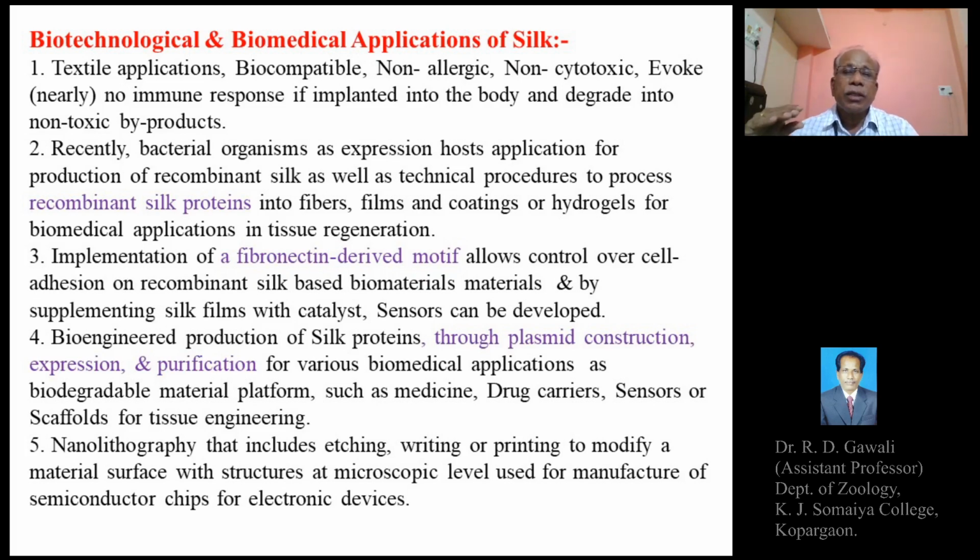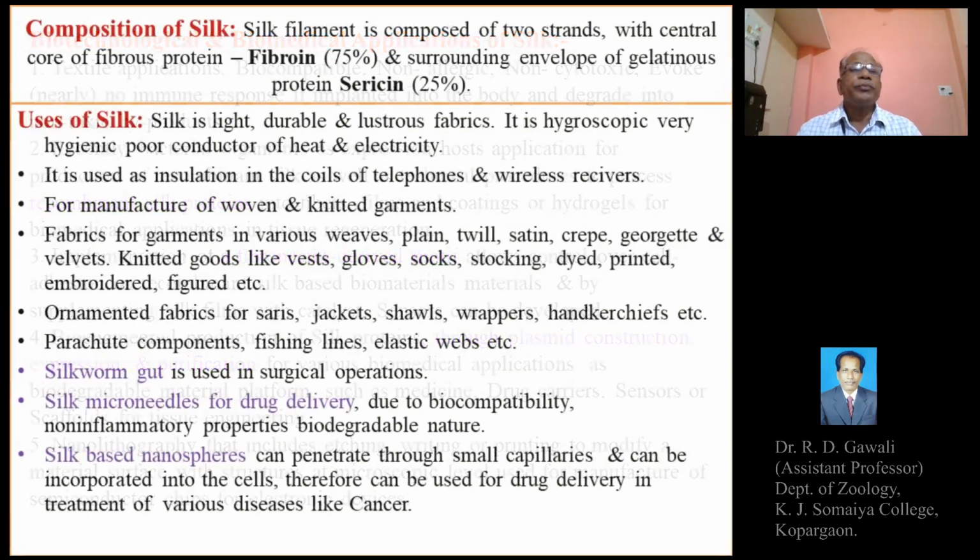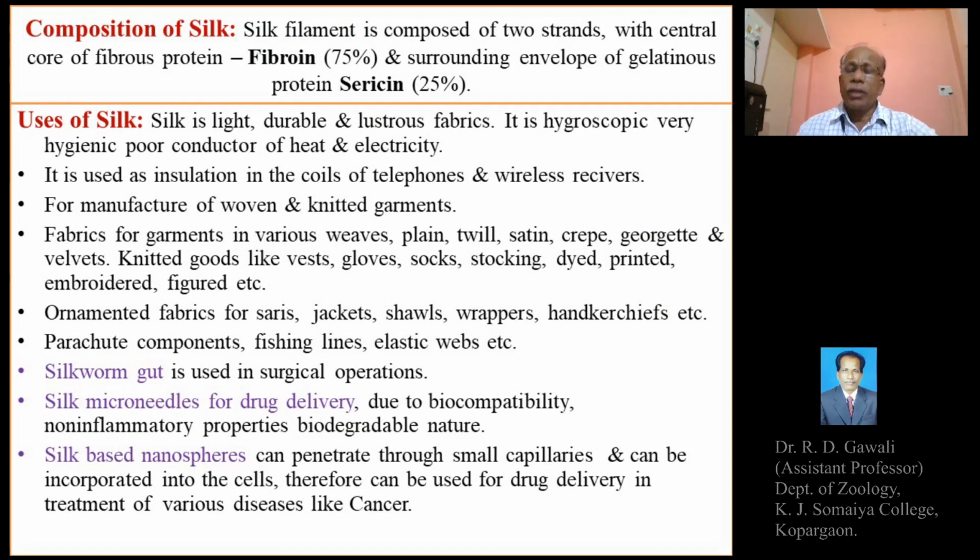So this is also the important biotechnological application of the silk, that is nanolithography. Nanolithography that includes etching, writing or printing to modify a material, silk material surface with the structures at a microscopic level and which are then used for the manufacture of semiconductor chips which are useful in the electronic devices. So there are several importance or the uses of the silk.